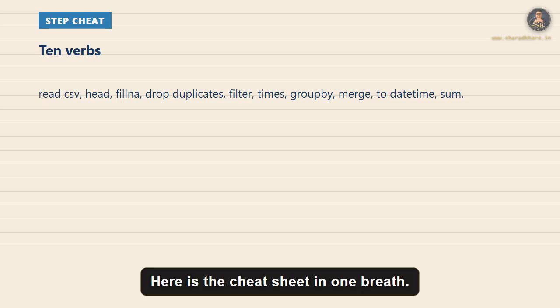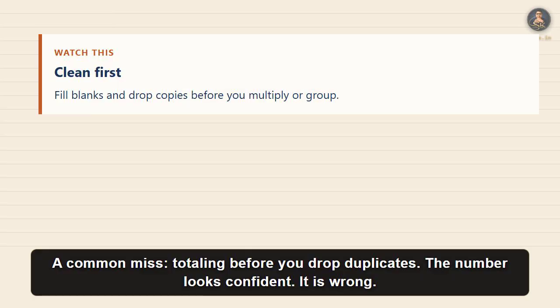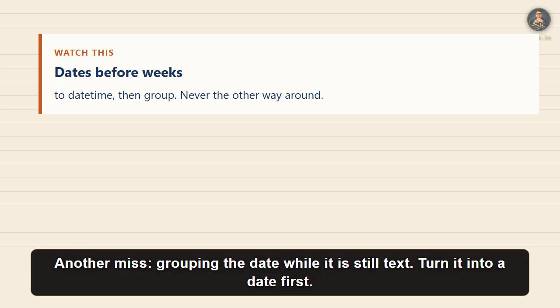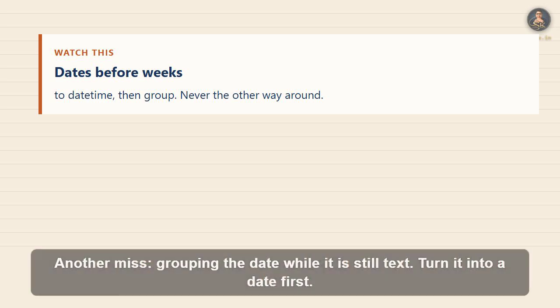Here is the cheat sheet in one breath. Load, look. Fill blanks, drop copies. Filter, multiply, group, join, date, total. A common miss: totaling before you drop duplicates. The number looks confident. It is wrong. Another miss: grouping the date while it is still text. Turn it into a date first.